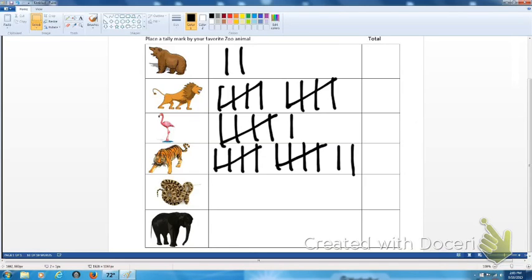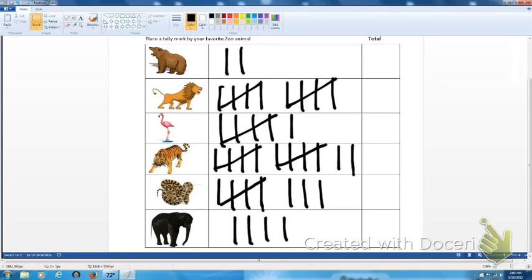The snake 8. And as you can recall, when we were using tally marks, we identify the 5 by placing 4 marks and then having a diagonal cross line across all 4 marks to identify that as a 5. So we have 5, 6, 7, 8, and the elephant had a total of 4.